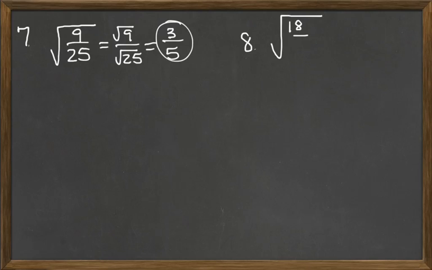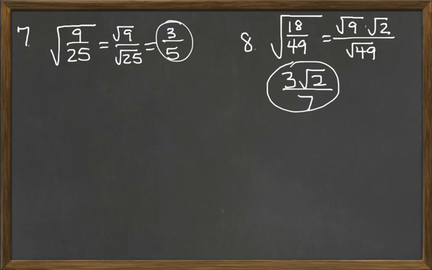Okay, so the next one again, we have the following. And if I break it up into 2 separate radicals and then look for a perfect square factor embedded in the 18, that would be 9 and 2. The square root of 49 is a perfect square. So my final answer is going to be 3 root 2 over 7. And that's the way you would leave your answer.